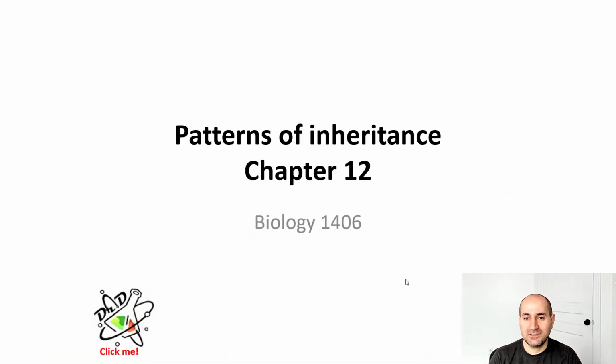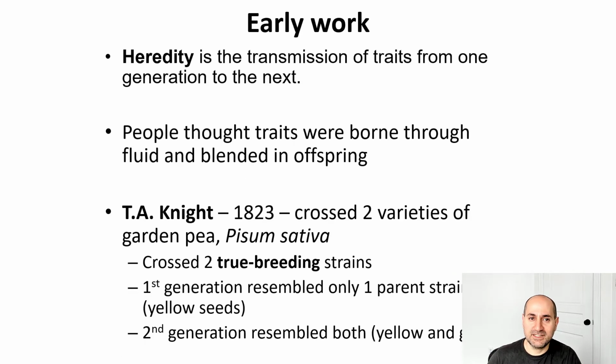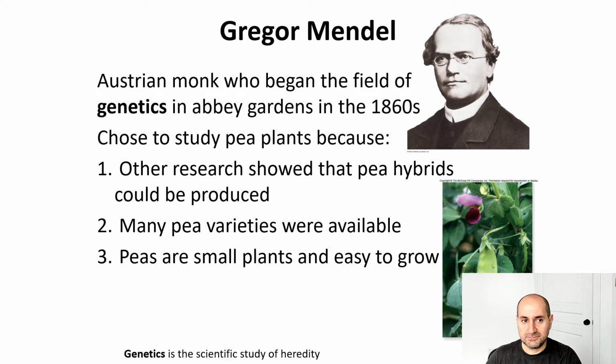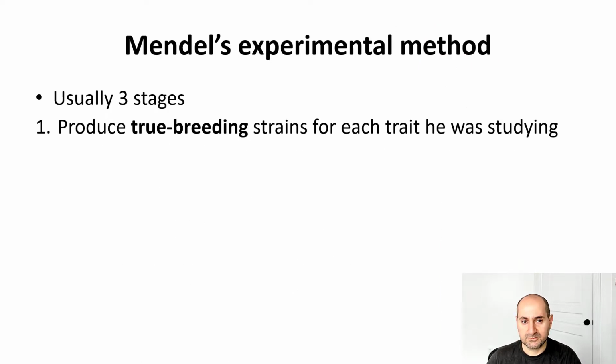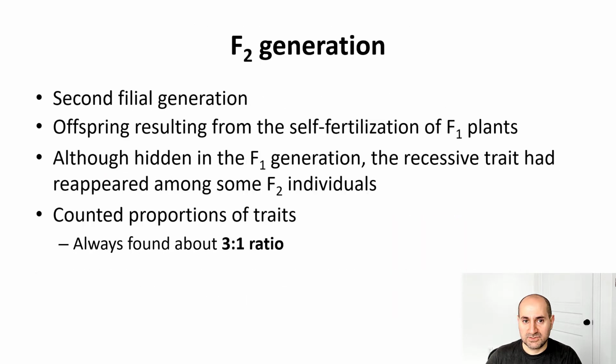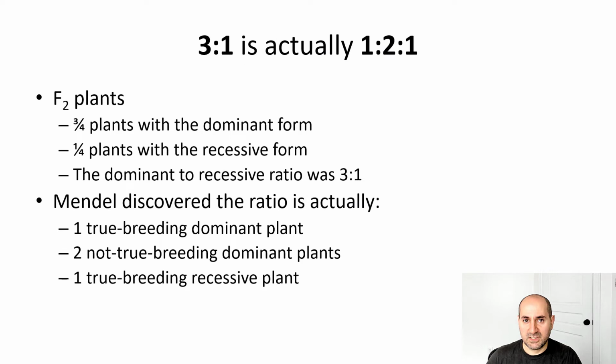Let's go ahead and continue with Chapter 12 of our Exam 4 review. Chapter 12 deals with patterns of inheritance and heredity. You should know the definition of heredity as it is stated here. We should also know about Gregor Mendel and his hybrid crosses. What do we need to know about the hybrid crosses? Let's skip to the hybrid cross.